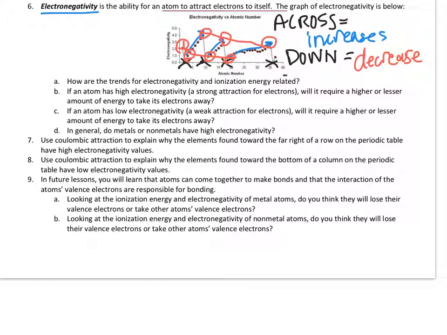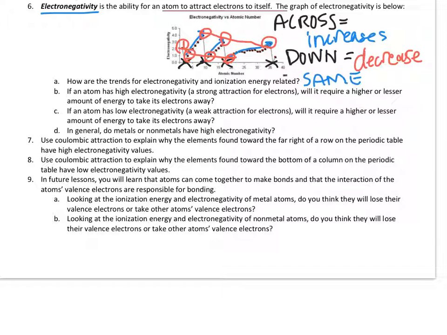So compare this trend, going across increases, going down decreases, to what we saw in question number 1, the trend we saw in ionization energy. What do you guys notice about the two trends? Okay, you should notice that they're exactly the same. As you go across, it increases. As you go down, it decreases. So that means that electronegativity and ionization energy are related. Okay, they are the same. So let's figure out why.